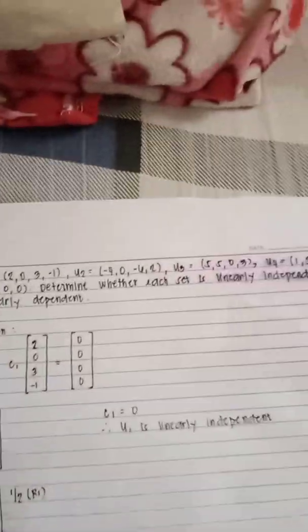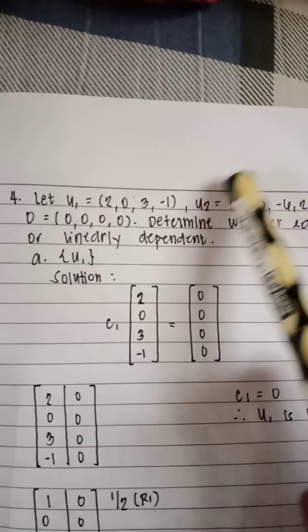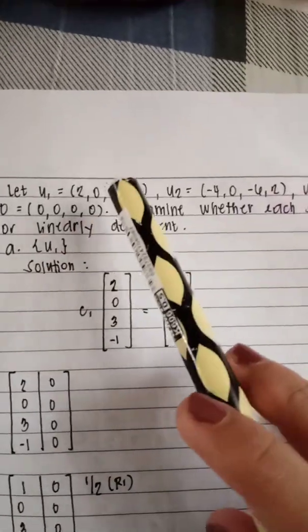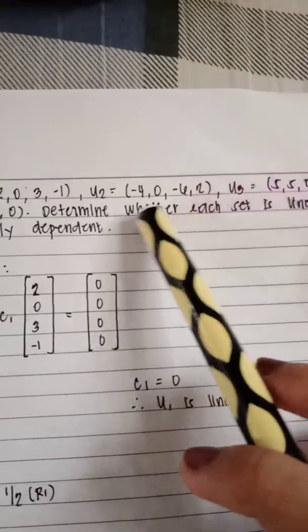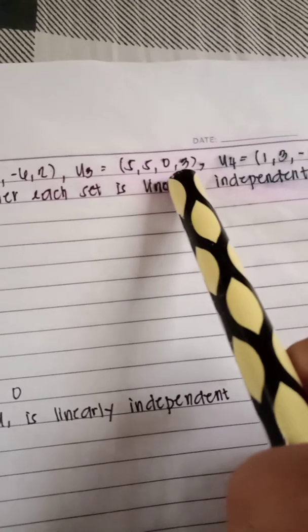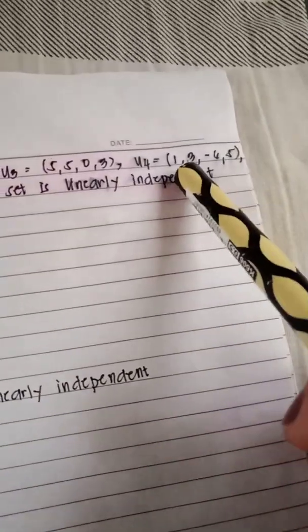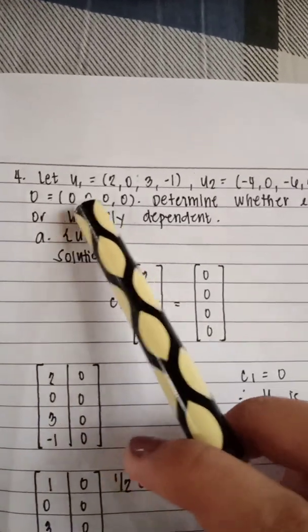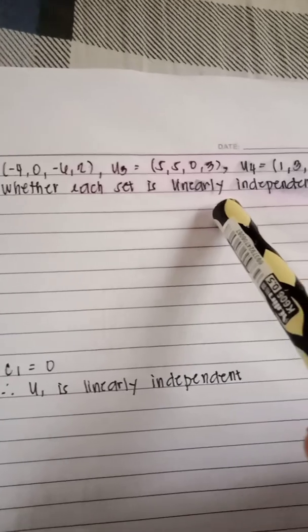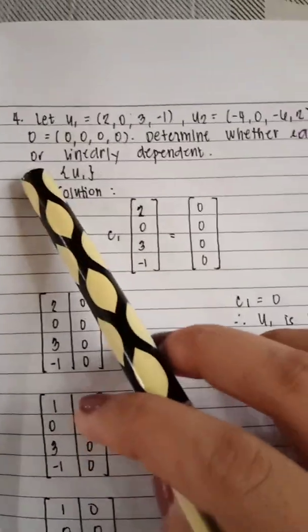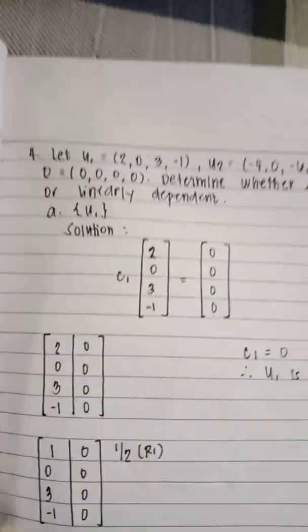So, now, let's proceed to number 4. Let U sub 1 equal 2, 0, 3, negative 1. And U sub 2 is negative 4, 0, negative 6, 2. U sub 3 is 5, 5, 0, 3. U sub 4 is 1, 3, negative 6, 5. And 0 is equal to 0, 0, 0, 0. So, determine whether each set is linearly independent or linearly dependent.